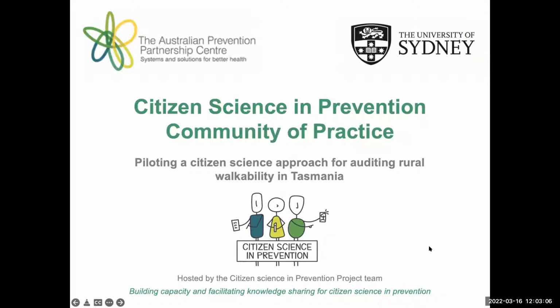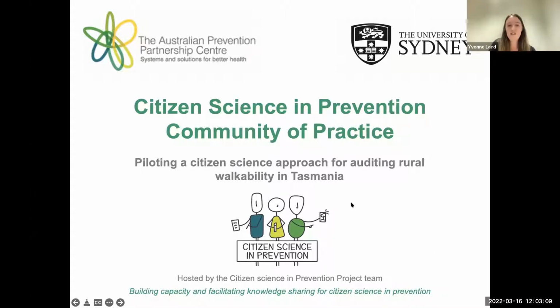So my name is Yvonne Laird. I'm based in the Prevention Research Collaboration here at the University of Sydney, and I'm co-leading a programme of work on citizen science and prevention, which is funded by the Australian Prevention Partnership Centre. And the programme of work aims to embed citizen science approaches and policy and practice settings across Australia. And as part of this work, we host this citizen science community of practice, which brings together people from research, policy, practice and community settings who are interested in using or learning more about using a citizen science approach in chronic disease prevention.